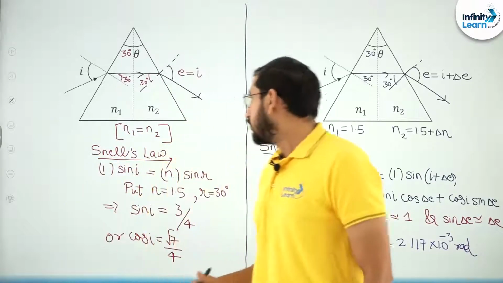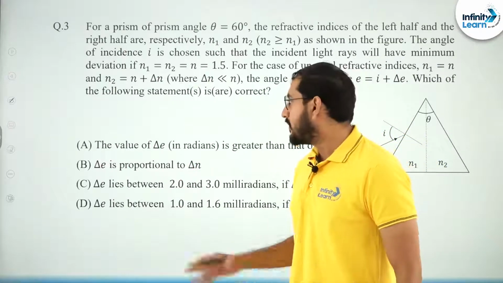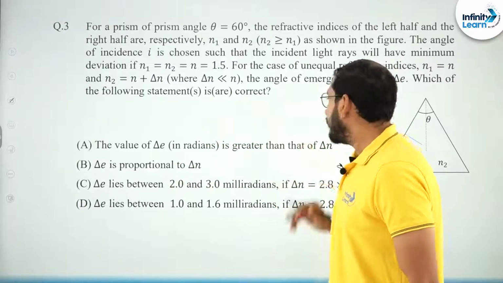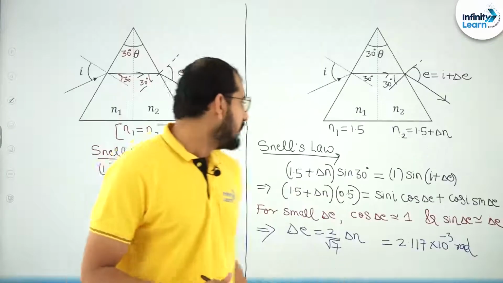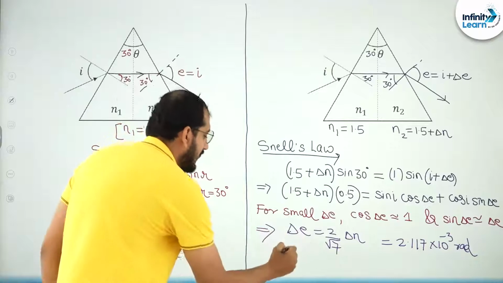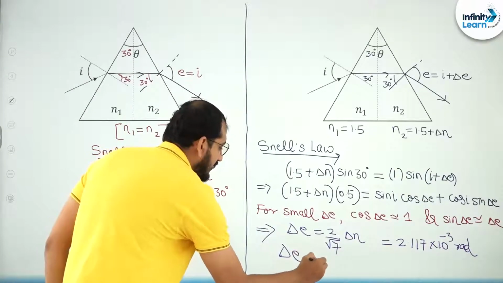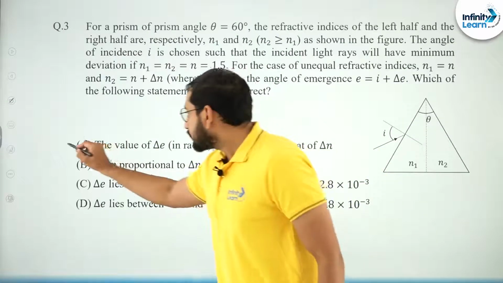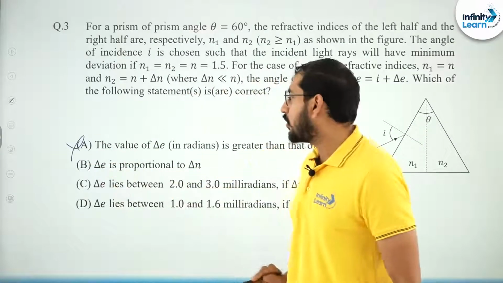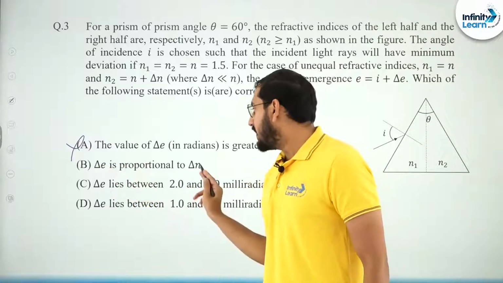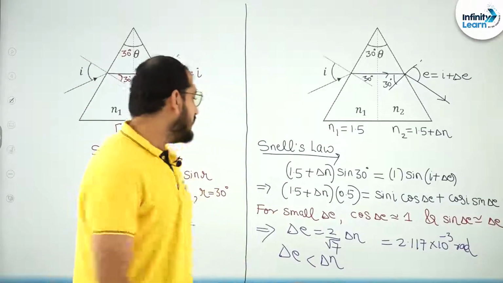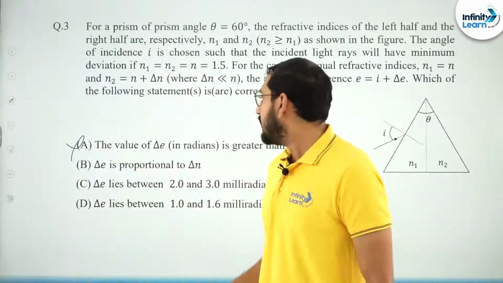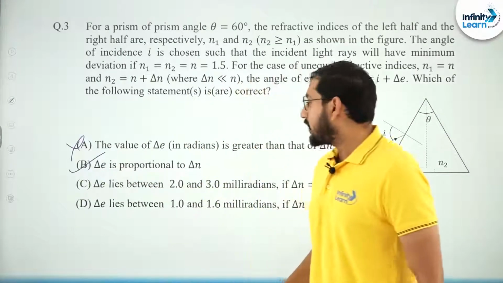Okay, now let's go to the options and check one by one. Option A says which value is greater, delta E or delta N, right? Clearly from this expression we can see that delta E is going to be a lesser number compared to delta N. So option A cannot be correct. Let's talk about option B. Option B says delta E and delta N are proportional. Clearly we can see they are proportional.